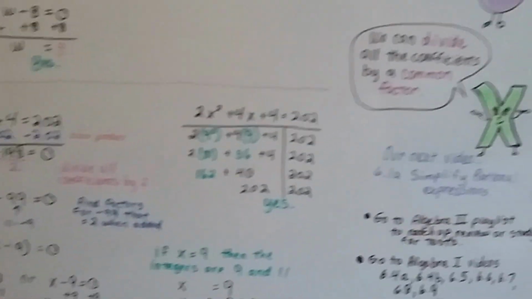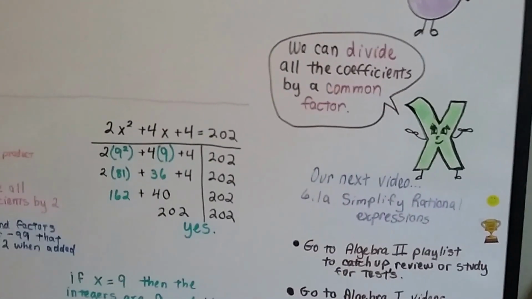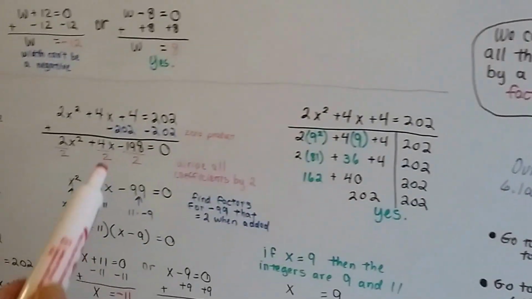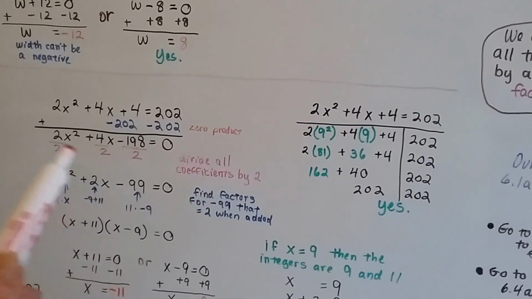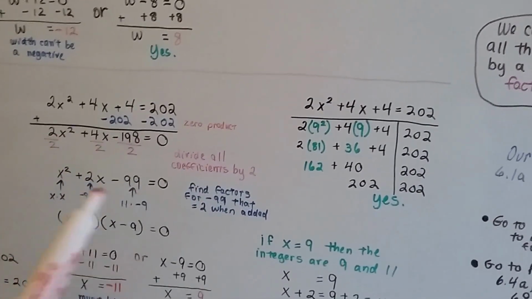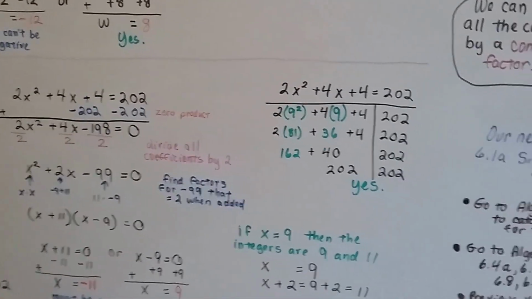So remember that we can divide all the coefficients by a common factor, okay? Like we did here. It made it smaller and easier to factor, didn't it?